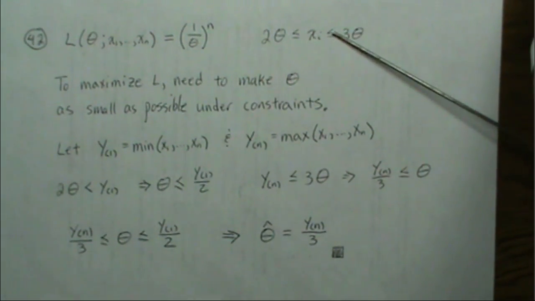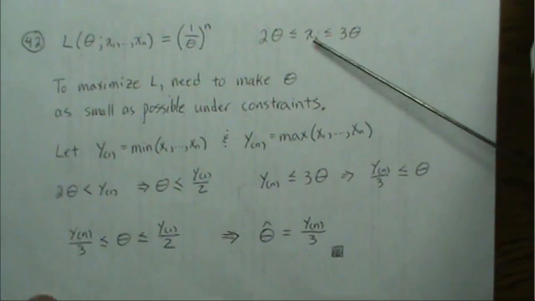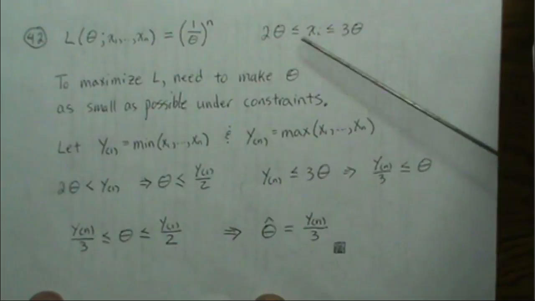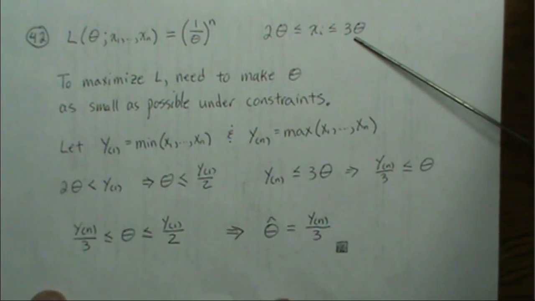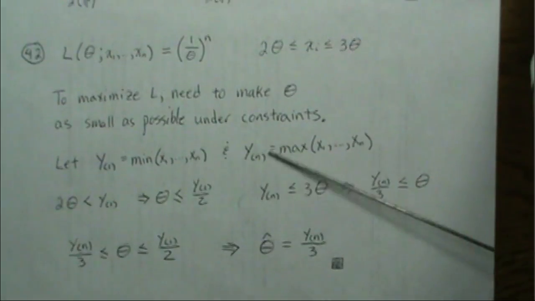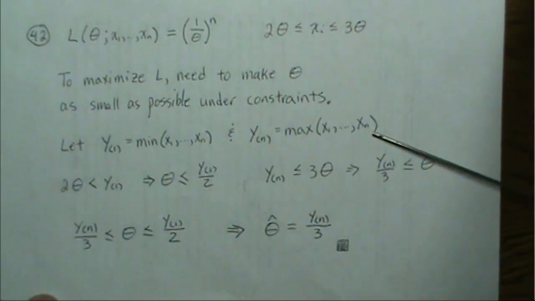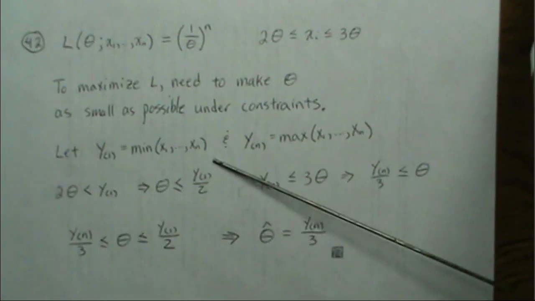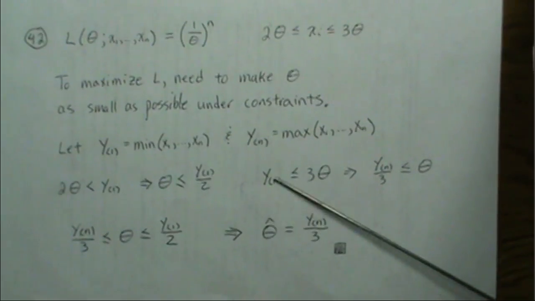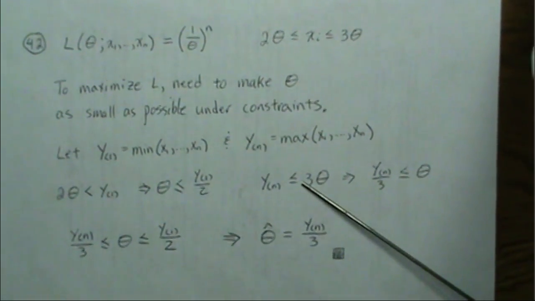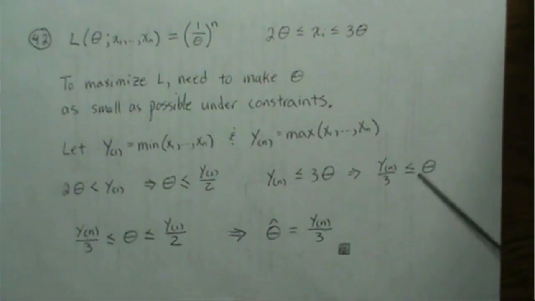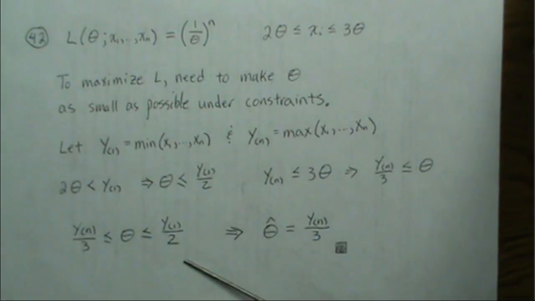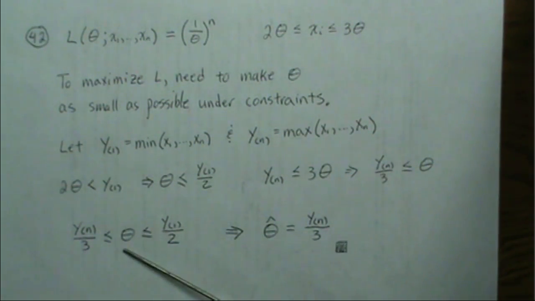Now, these constraints say that the minimum of our sample has to be greater than that, and the maximum of our sample has to be less than that. So if we let y1 be the minimum and yn be the maximum value in our sample, our minimum has to be greater than 2θ, which implies theta is less than y1/2. And the maximum has to be less than 3θ, which implies that theta has to be greater than this. Well, this constraint and this constraint is this. Theta has to be between these two values.